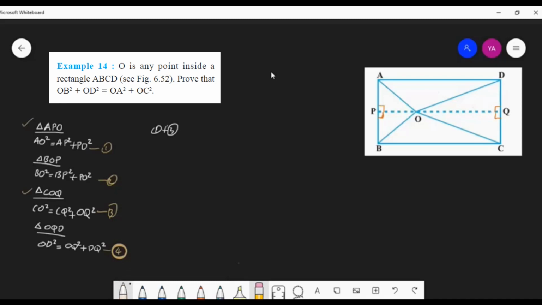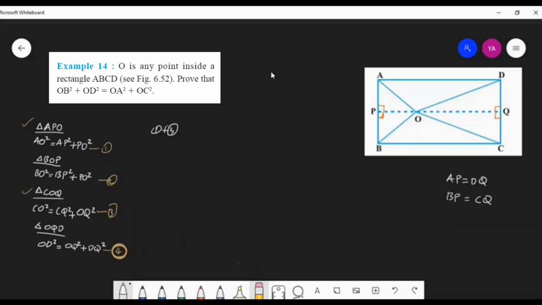Can be in some situation, but most of the cases it cannot be. AP is equal to DQ, we can say. AP is equal to DQ, and similarly BP is equal to CQ. These are possible, but we cannot say AP is equal to BP because O is any point inside the rectangle. In this particular picture, it looks like AP is equal to BP, but that's wrong.